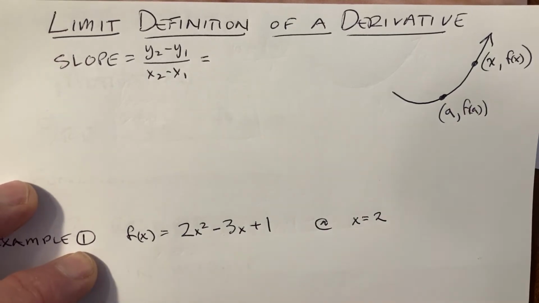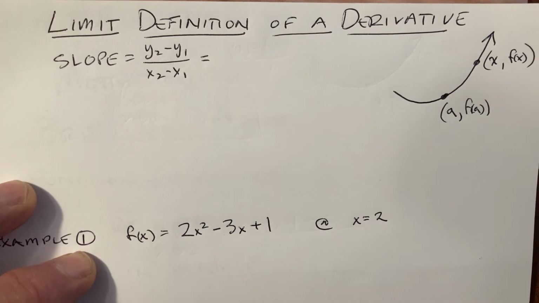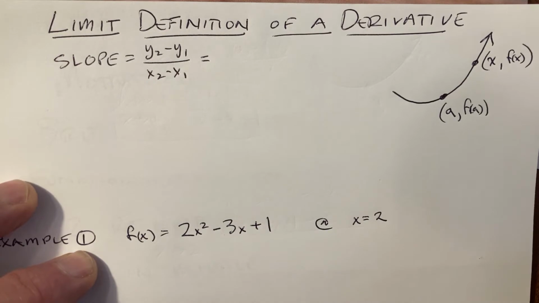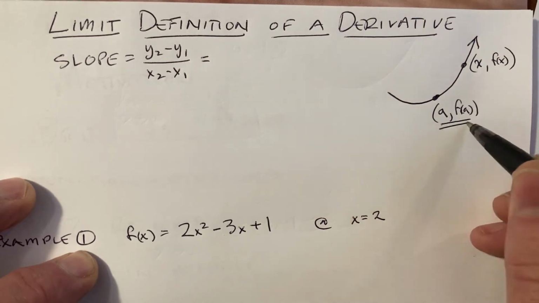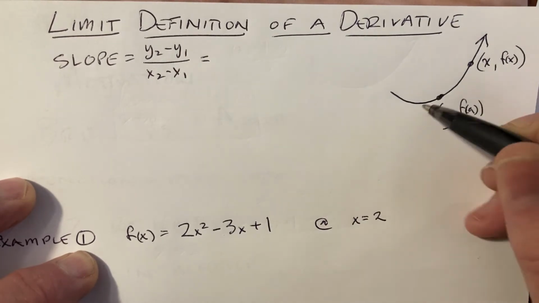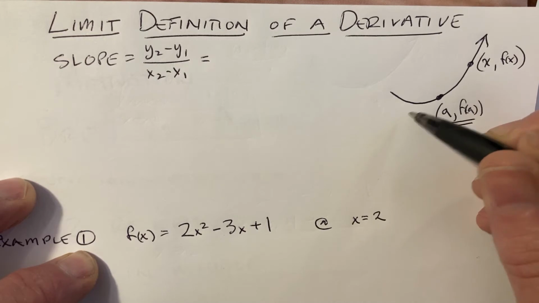Hey everyone, we have a video here showing you one last time how we can use the definition of slope and combine that with our understanding of limits to give us the proper mathematical definition of a derivative. All right, so we have some imagined curve here and we want to find the derivative at this point, at point (a, f(a)).